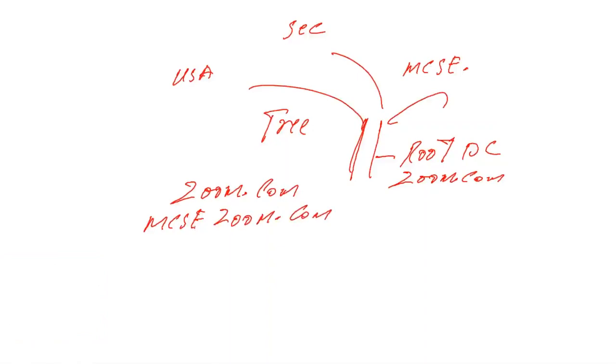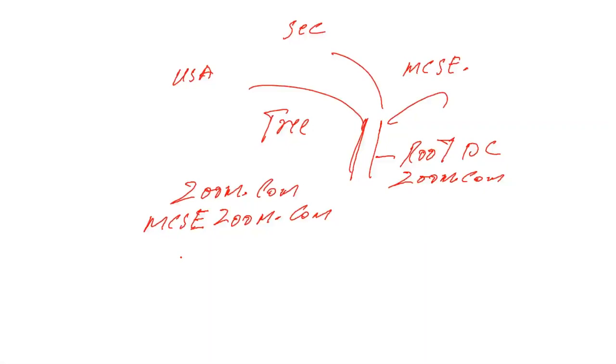Now tell me, the first domain name is what? Zoom.com. The second domain name is what? MCSC.Zoom.com. By seeing the second name, can you say it is a subdomain of Zoom.com? The answer is no. Why? Because the first name is Zoom.com and the second name is MCSC Zoom.com. So these are two different domain names, and the second domain is not a subdomain of Zoom.com.